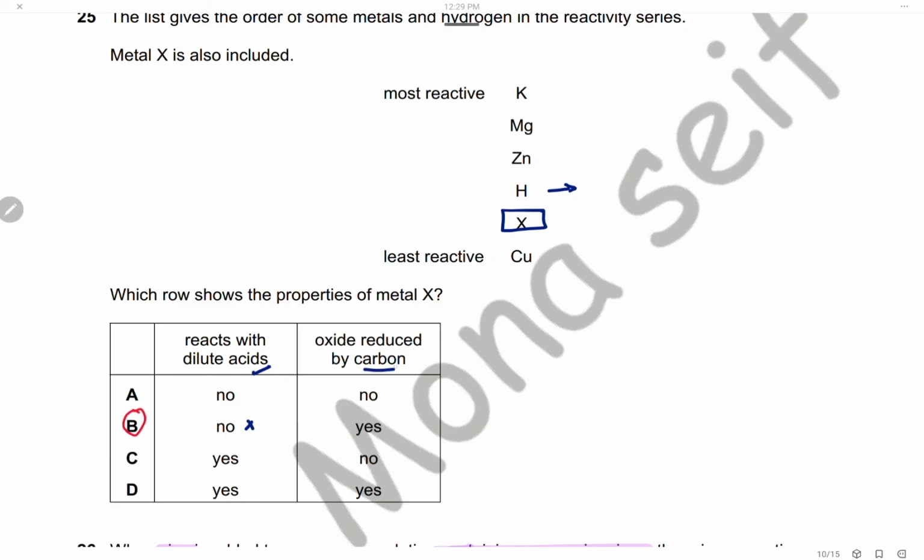Oxide of X can be reduced by carbon. Of course, it can be reduced by carbon as X is below carbon in the reactivity series. So yes, it can be reduced by carbon, and the answer is B.